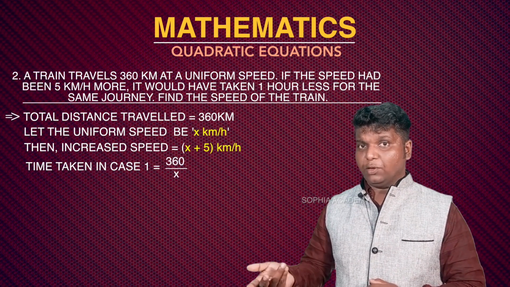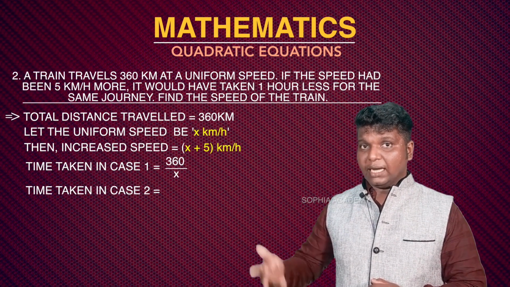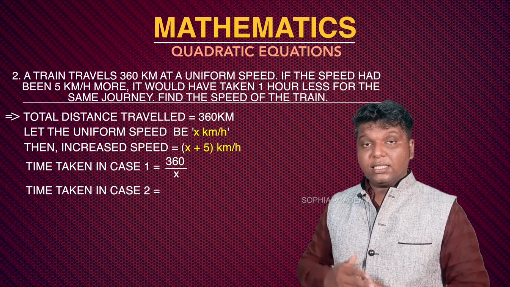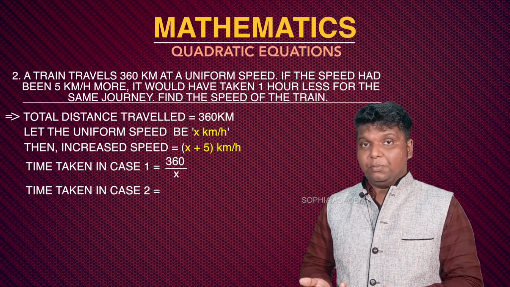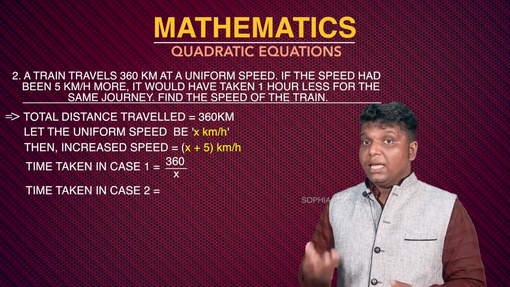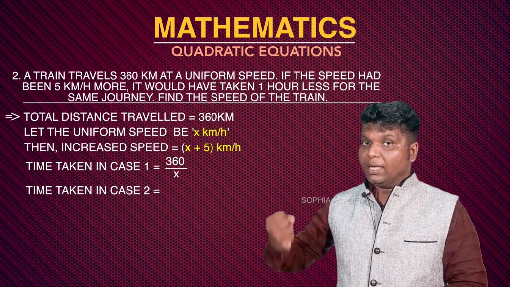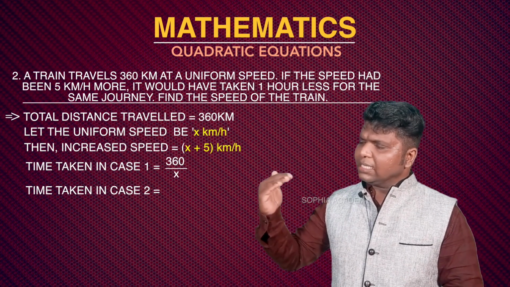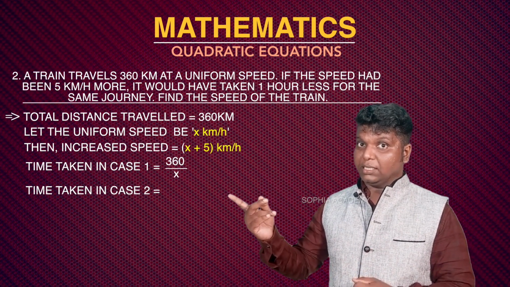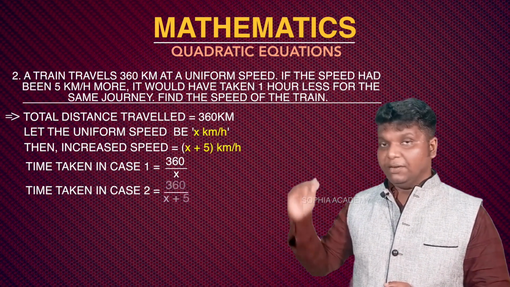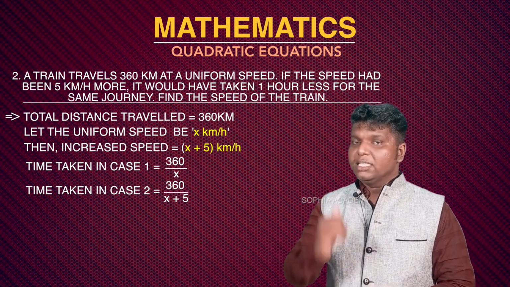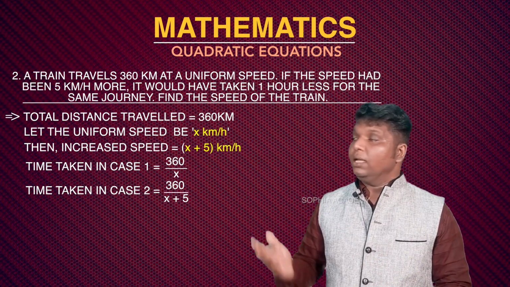What about the time taken for the increased speed? Second time we are going for it, right? In the second sentence we have written: if the speed of the train is increased by 5 km per hour, that means if the train is going at x plus 5 km per hour, what will be the time taken? It will be 360 divided by x plus 5, because it is the same journey. Distance traveled by speed, that is the time.